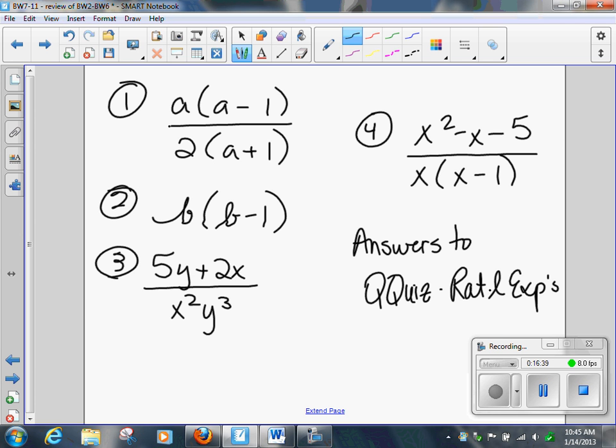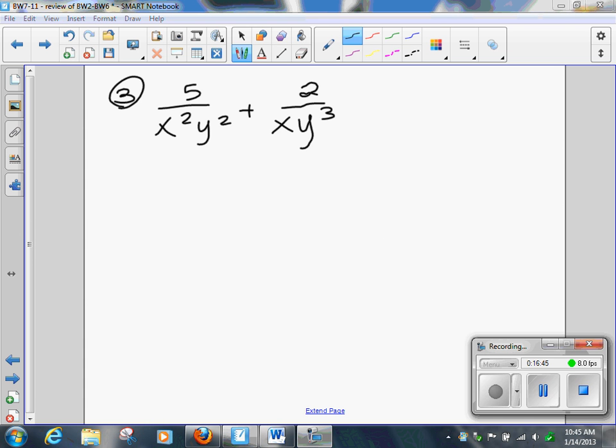Do you want me to work one out for you? Work out number 3 and number 4. Here we go. All right. Some of you, are you a multiplier? Do you multiply your denominators together and then simplify at the very end? You just kind of look at it and figure it out.